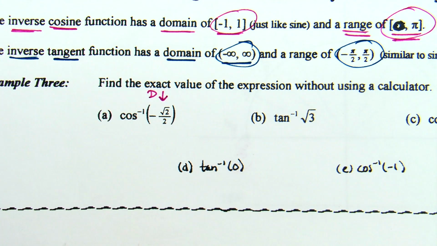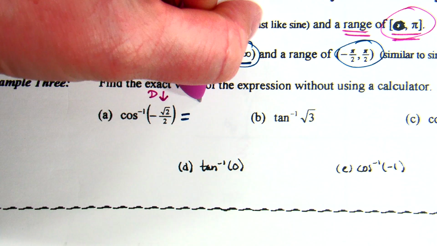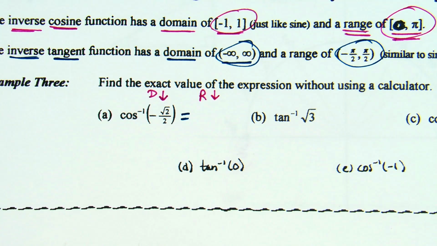So we have to talk range now. We have to figure out that answer. Cosine inverse of negative square root of 2 over 2. I would forget the negative for a moment, and let's figure out a reference angle here. When does cosine equal square root of 2 over 2?